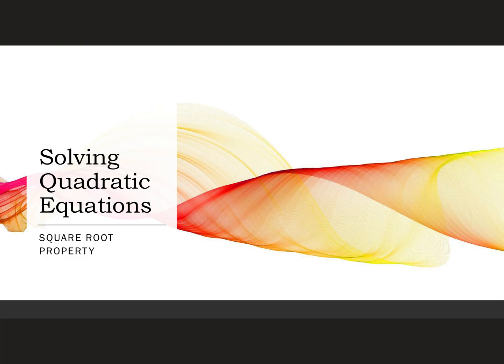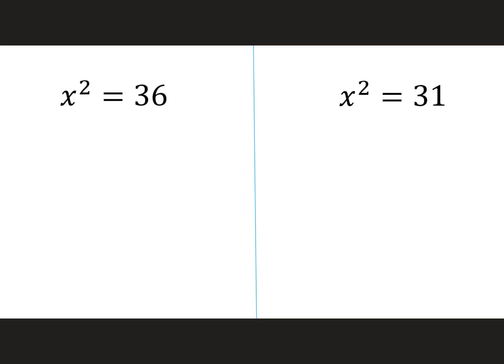Today we're going to learn how to solve quadratic equations using the square root property. Let's start with something simple. Just x squared equals 36. What number times itself equals 36? Well, 6. So x equals 6, but you're only half right when you say that.